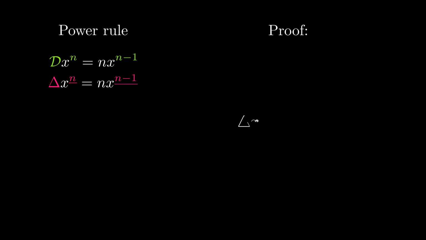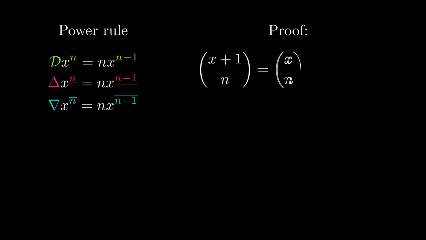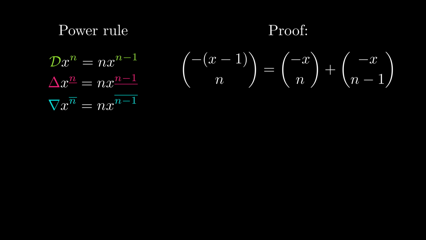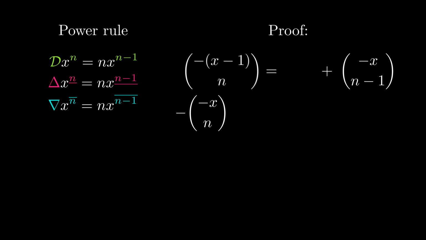The backward difference gives us a similar power rule involving the rising factorial, and we can prove them in the same way, but this time we will have to use the dark side of Pascal's triangle. We will proceed with our proof of the power rule similarly. Pull out the negative value up here, rearrange a bit.